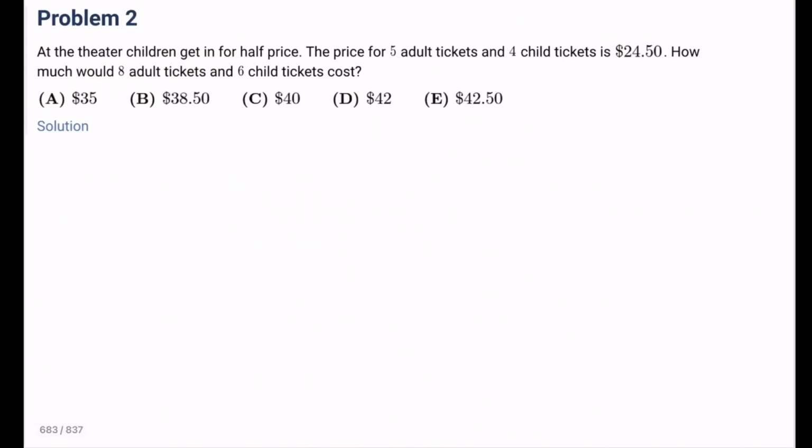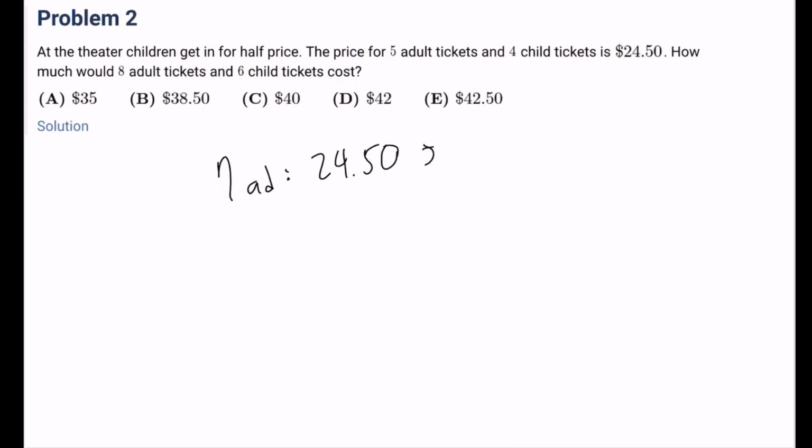Number 2. At the theater, children get in for half price. The price for 5 adult tickets and 4 child tickets is $24.50. How much would 8 adult tickets and 6 child tickets cost? Okay, so since children are half price, that means we can count 2 children as 1 adult. So 4 child tickets count as 2 adults. So 5 adults and 2 adults gives us 7 adults.